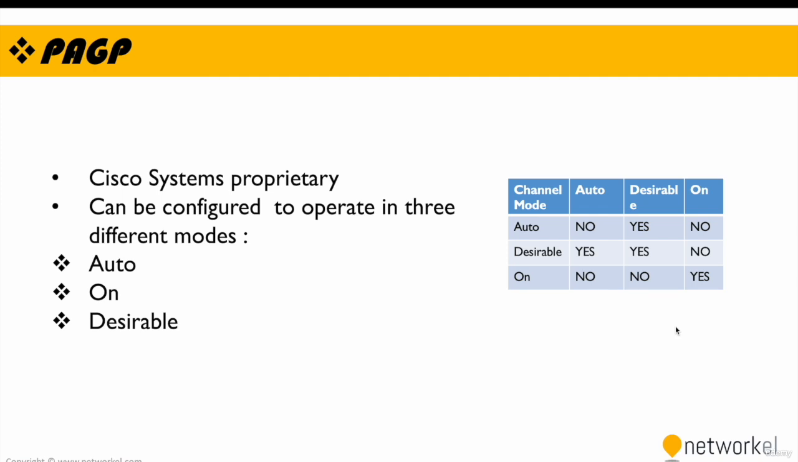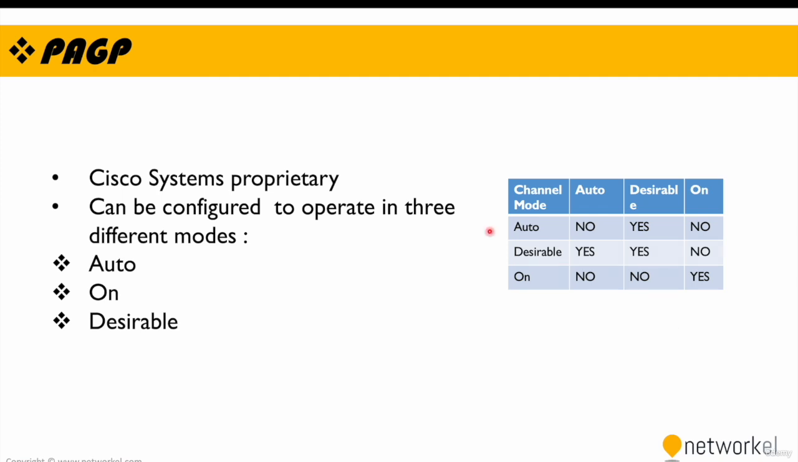When you are configuring PAGP, there are 3 channel modes. The first mode is the auto mode. An auto mode configured switch will passively wait for a PAGP negotiation from another port in desirable mode. The desirable mode actively tries to negotiate with other PAGP enabled ports to form an Etherchannel. On, on the other hand, means no protocols are used. It assumes the other side has enabled the link aggregation.